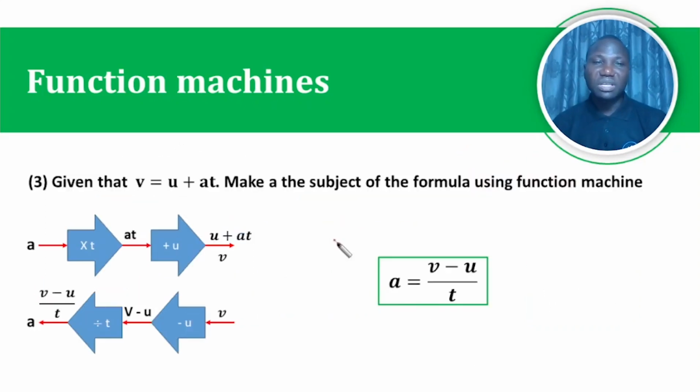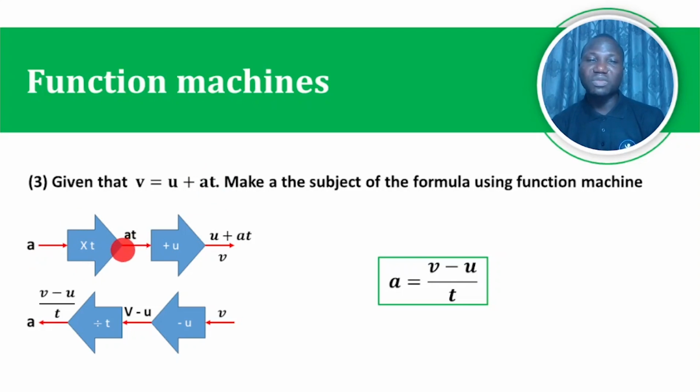Example 3. Given that v is equal to u plus at, make a the subject of the formula using function machine. Here we are to make a the subject, therefore a will be the input to the first machine. Now look at the a here. The first thing we observe is that the a has been multiplied by t. That means the function of this first machine is to multiply the a that is coming into it by t.